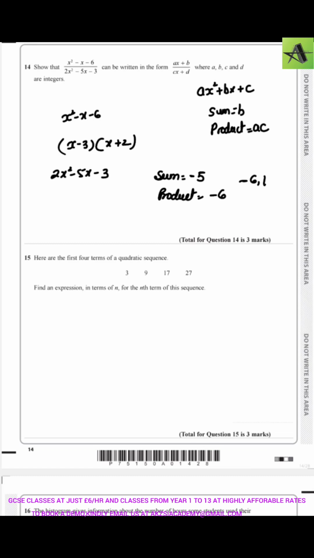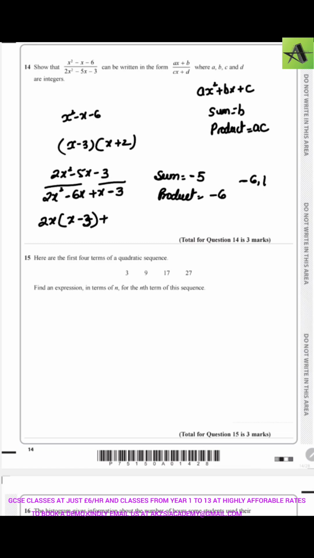For that, you have to factorize it in a conventional way, which is called splitting the middle term. The two numbers we have found are negative 6 and positive 1. So negative 5x can be written as negative 6x plus x. So 2x squared minus 6x plus x minus 3. Now I need to make factors from these two terms and these two terms. I take out 2x as common, remaining is x minus 3.